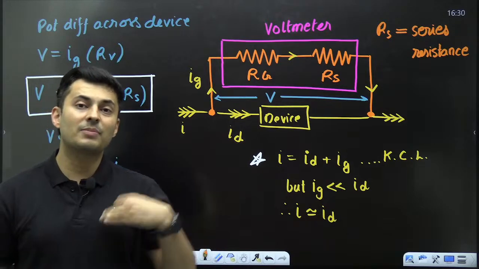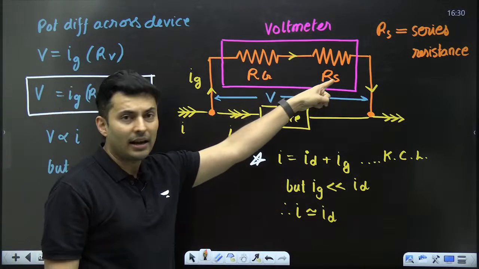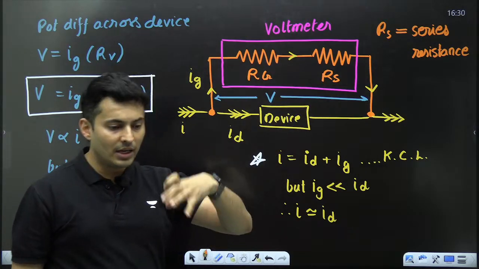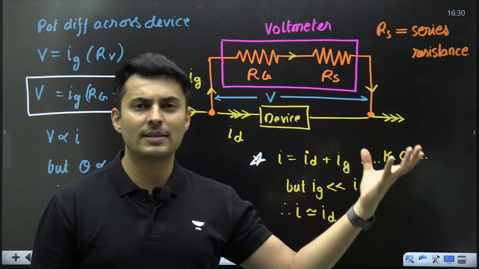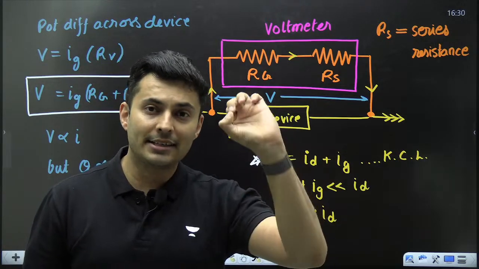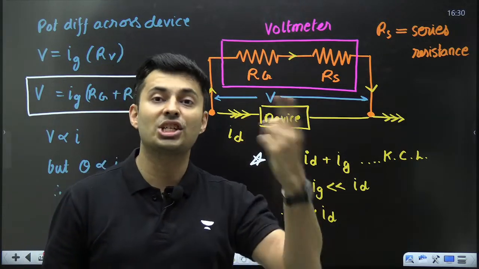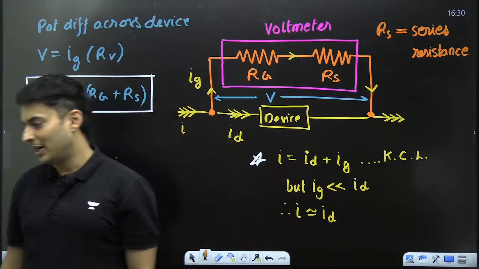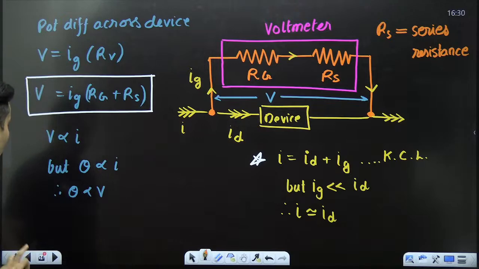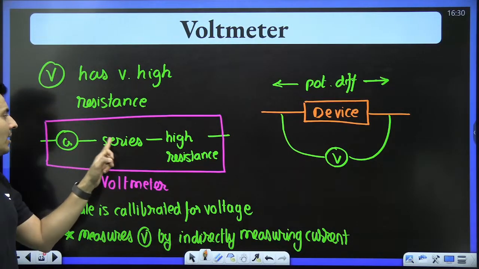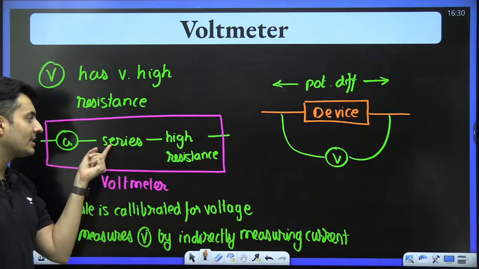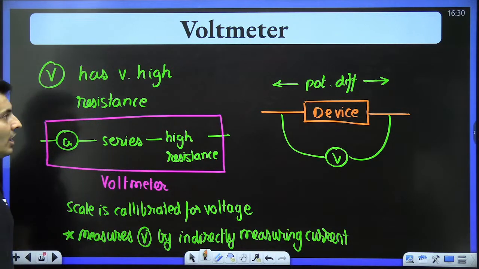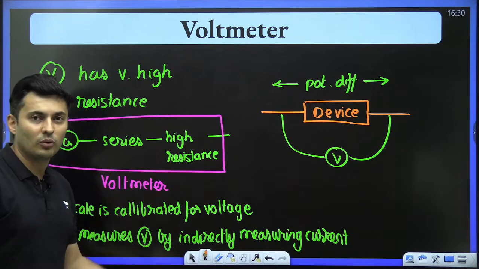Remember, shunt means parallel. Is this in parallel? No. I know the symbol is the same. When we go to the ammeter, we'll be drawing a resistance in parallel, labeling it as RS, but there RS stands for shunt. Here S stands for series. Please keep that in your mind. In fact, I told it to you right over here: RG in series with this high resistance. So RS stands for series resistance. So all these are important pointers for voltmeter.